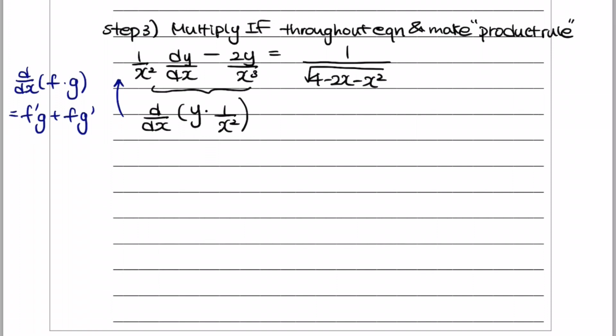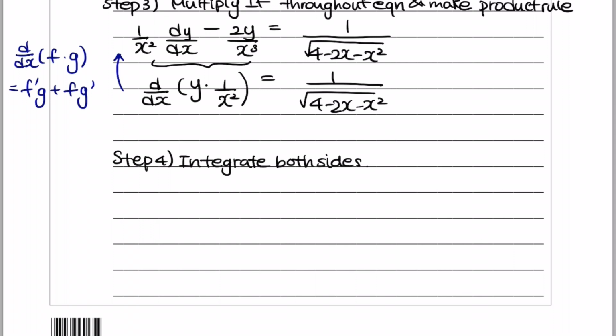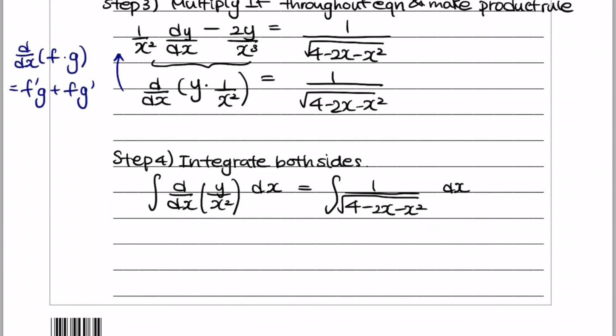And if you do the vice versa, you leave the y behind and differentiate the 1 over x squared. It gives you the second term, which is minus 2y over x to the power of 3. And then the right-hand side is left as such. The next step is to integrate both sides with respect to x. The left-hand side is an integration of a differentiation, so it just gives out whatever function is within the differentiation bracket.